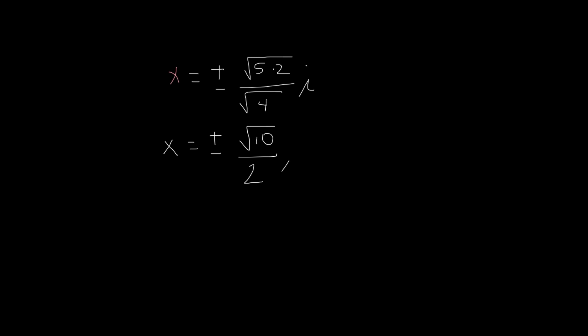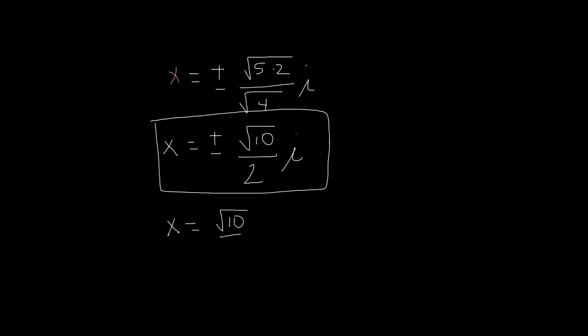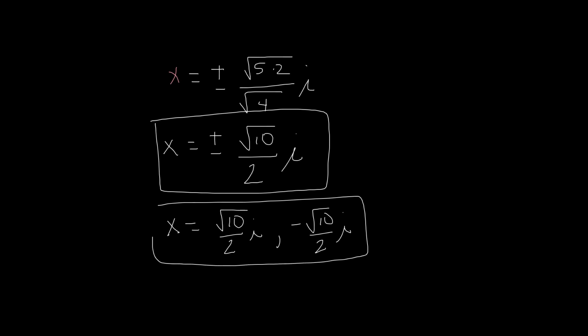Oh, don't forget the i. Now we can box our answer in. This is the answer. x equals plus or minus square root of 10 over 2, times i. And it's sufficient to leave that as plus or minus, although you'll see some books would answer it in 2 separate problems. So square root of 10 over 2 i, comma, negative square root of 10 over 2 i. Notice these are 2 separate answers, and when we answer it the first way here, what we're doing is just being a little bit lazy by using that plus minus symbol.